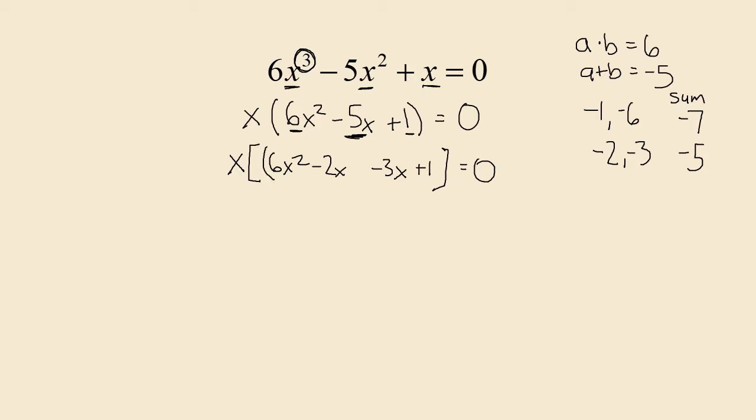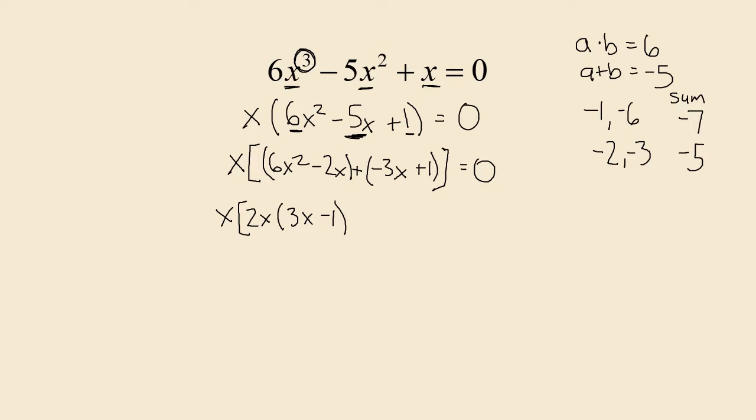So now I'm going to group them. That's why I did the bracket. And I'm going to look for a GCF inside of each of these pairs of parentheses. So bring down that x again. I see that 6x squared and -2x share a common factor of 2x. So I'll take that 2x out, and that will leave me with a 3x and a -1.